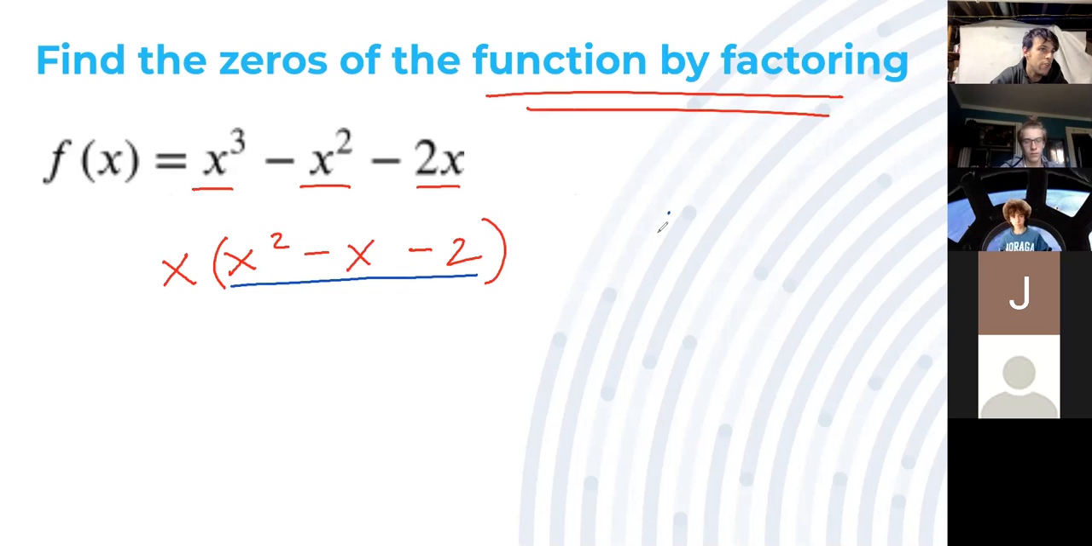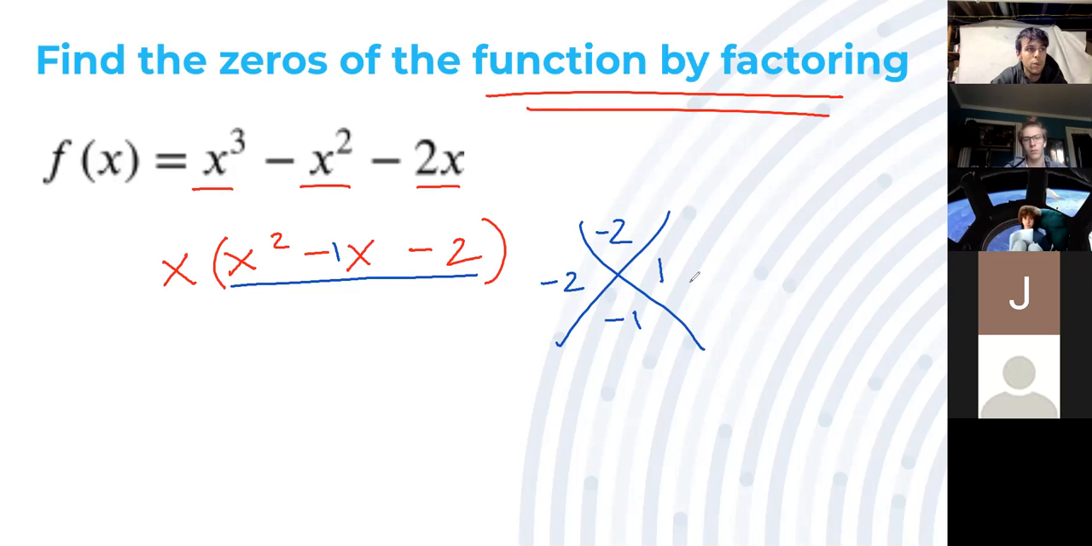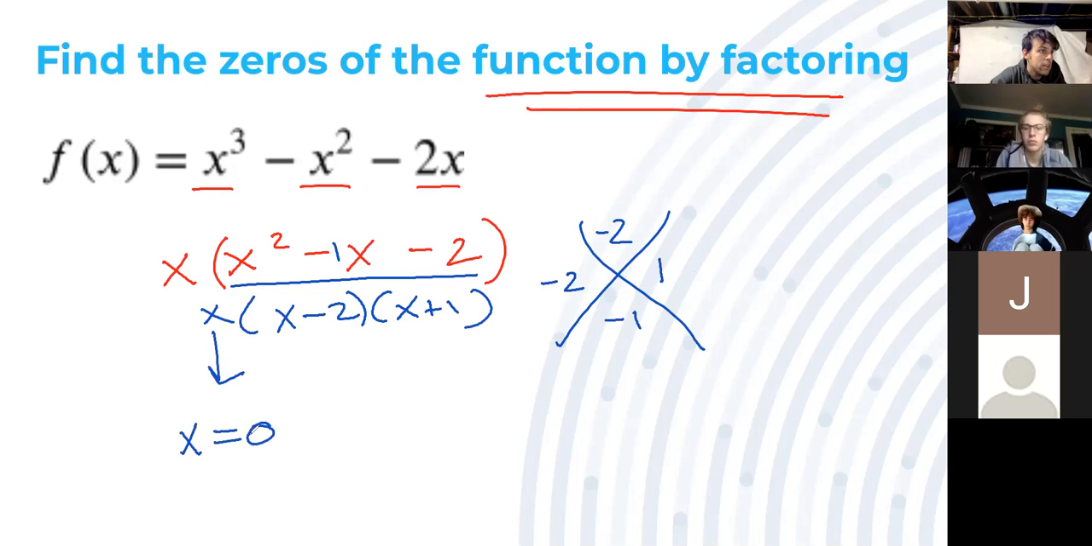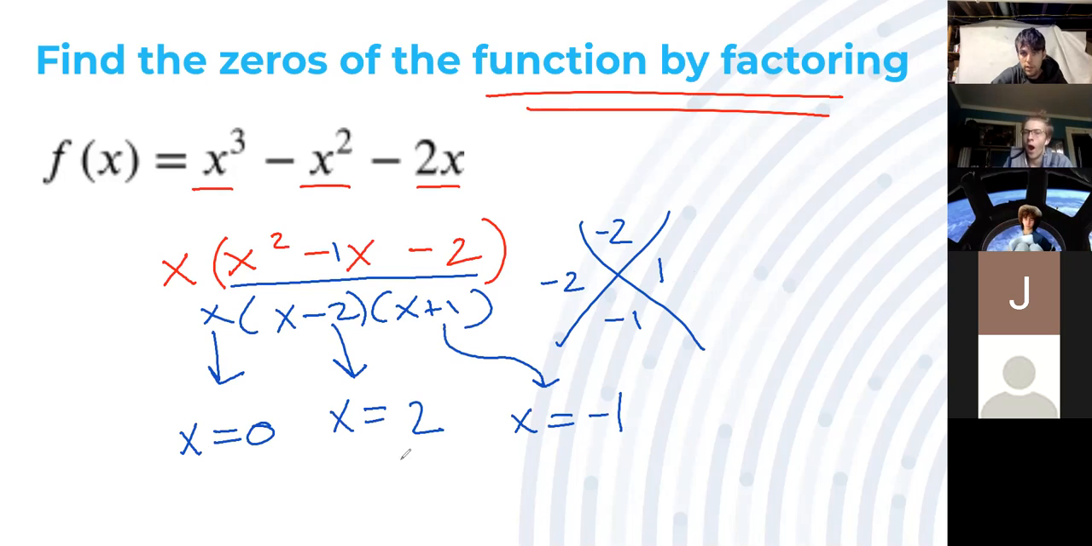We should be able to factor quadratics pretty easily. We're looking for two numbers that multiply to -2, add to -1. That's going to be -2 times +1. So this factors as x minus 2, x plus 1. So there we go. This is fully factored. This is going to give us x equals 0 as one of our zeros. This one would give us x equals 2 as one of our zeros. And this one would give us x equals -1 as one of our zeros.